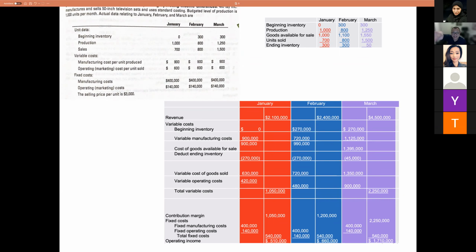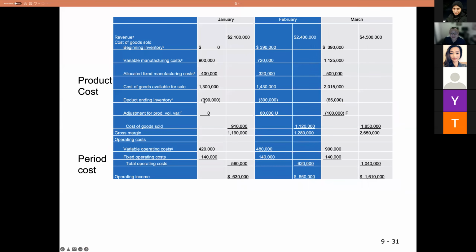How many units in the ending inventory? 300. So 300 times 1,300. That is the ending inventory cost, which is 390,000.